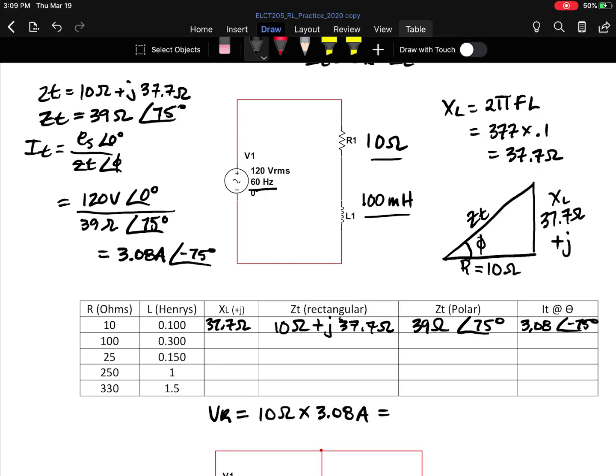3.08 amps. So that's going to give us 30.8 volts. Okay, what about VL then? VL is going to be our XL value times our current. And remember, our XL value was 37.7 ohms times 3.08 amps. Just going to run that through my calculator. 37.7 times 3.08, you come up with 116.1 volts. Okay, so those are both AC RMS.